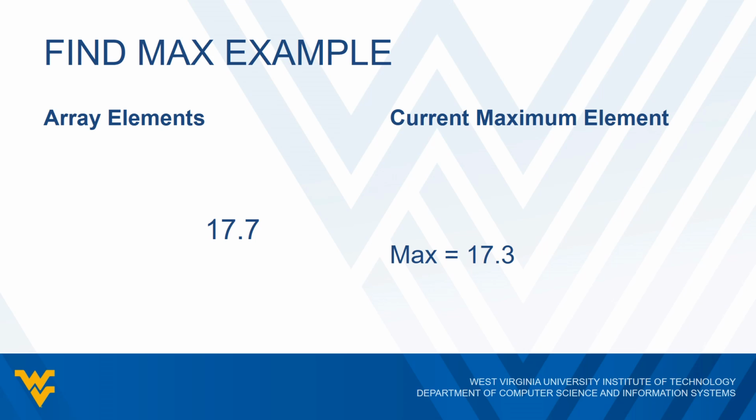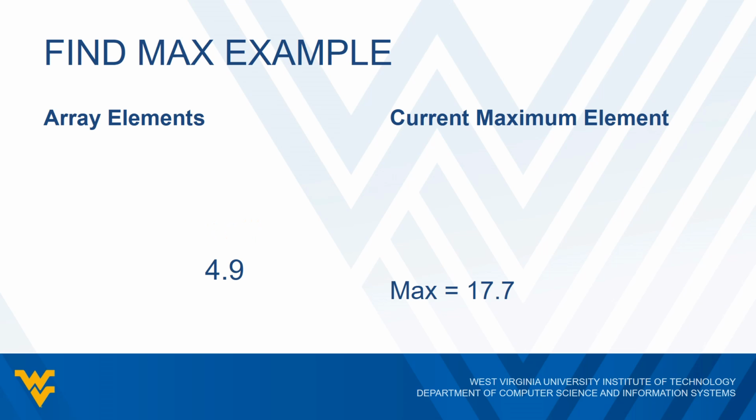We have 17.7. We see that it is larger than 17.3. So that means that we'll change our max to be 17.7. So there, we made that change. We still got a couple more elements, so we're not done yet. It could still be larger. We don't know yet. We don't know what the last couple elements are, so we still have to check them.